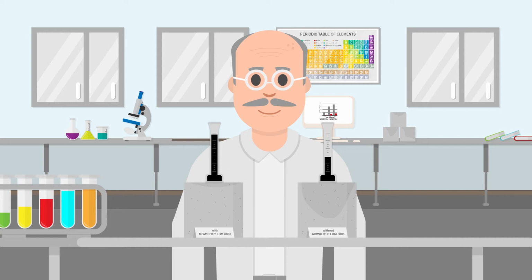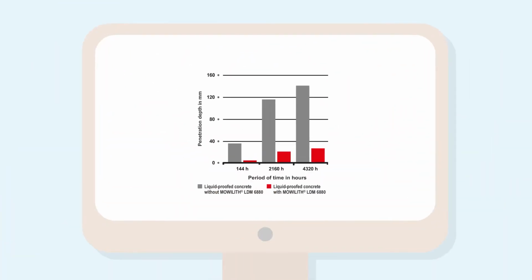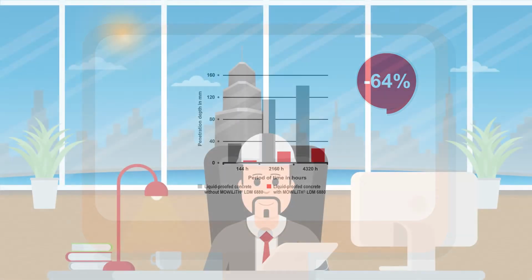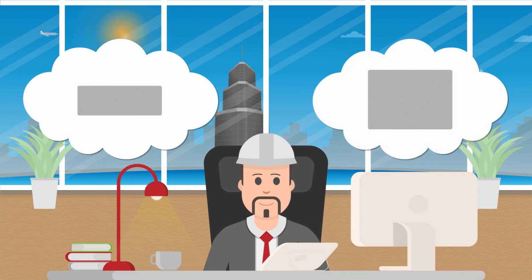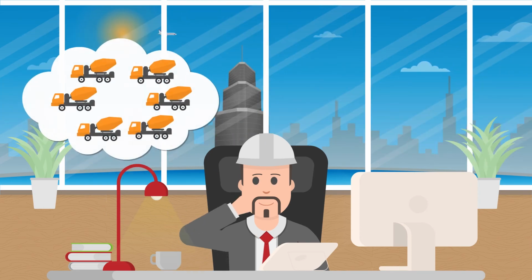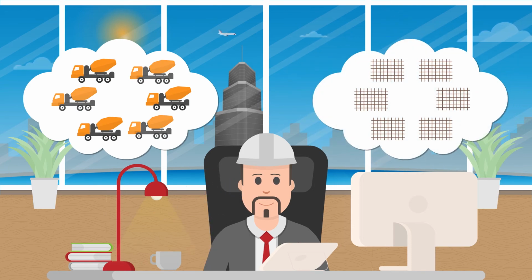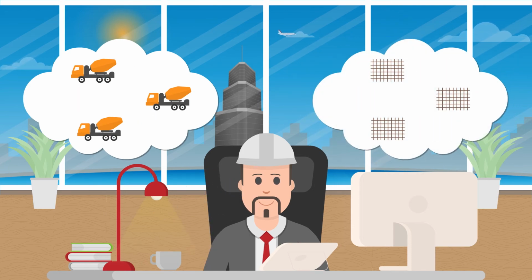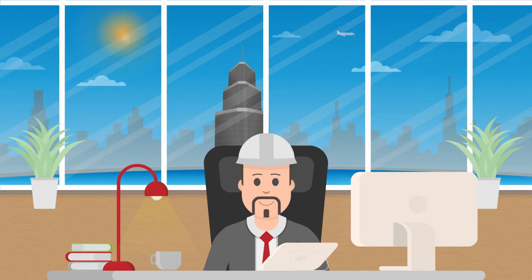The Technical University of Darmstadt has extensively tested the penetration of numerous chemicals. In comparison to conventional liquid-proofed types of concrete, MOWILITH was able to reduce penetration depth by up to 64%. This makes it possible for Tom to design a considerably more streamlined and even more durable construction component. In the process, Tom saves many cubic meters of concrete and lots of steel rebar.